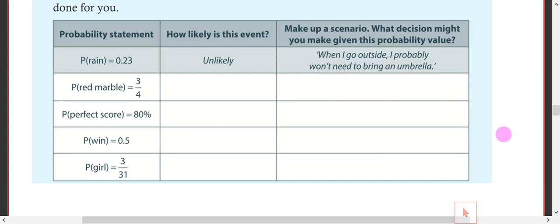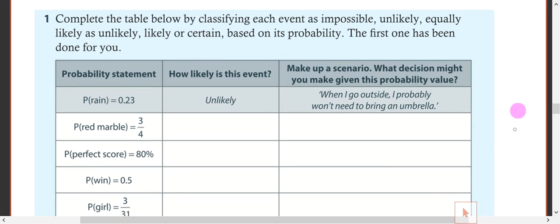We're starting now to really get into the details of probability. Not just the vocabulary and things like that, really getting into being able to calculate some stuff. So, for instance, first question in our exercise is, can we complete the table by classifying each event as impossible, likely, using the vocabulary? First one has been done for you.